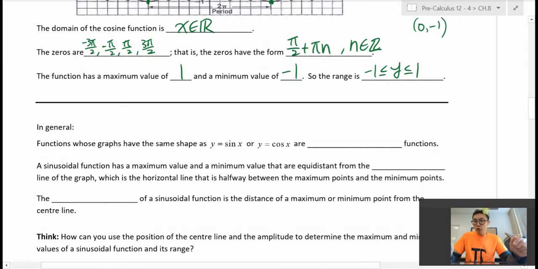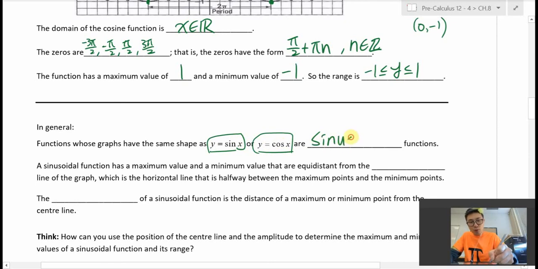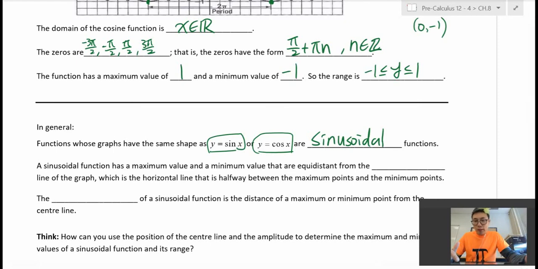All right, so in general, functions whose graph have the same shape as y equal to sine x or cosine x are called periodic functions, but if they look like sine or cosine functions, they have a special name. They're what we call sinusoidal functions, because they look like the sine graph. A sinusoidal function has a maximum value and a minimum value that are equal distance from the center line.